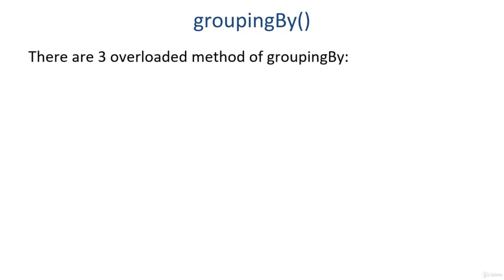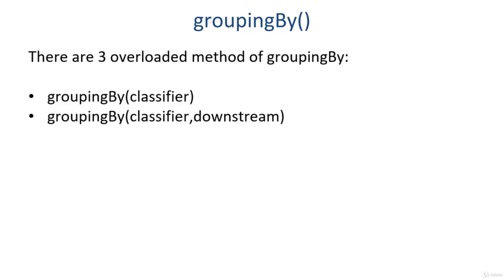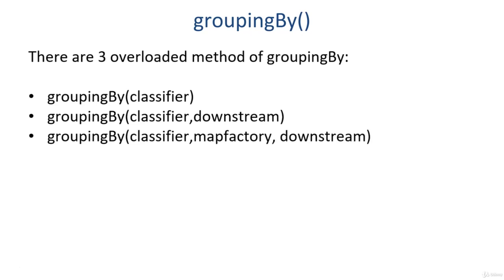There are three overloaded methods of groupingBy. The first one is groupingBy classifier. The second one is groupingBy classifier and downstream. And the third one is groupingBy classifier, map factory, and downstream. We'll be discussing these three overloaded methods in three separate videos. In this video, we'll be discussing the first one, which is groupingBy classifier.